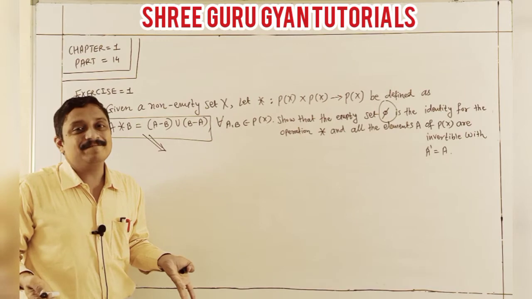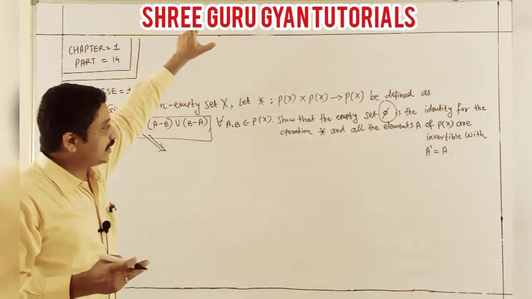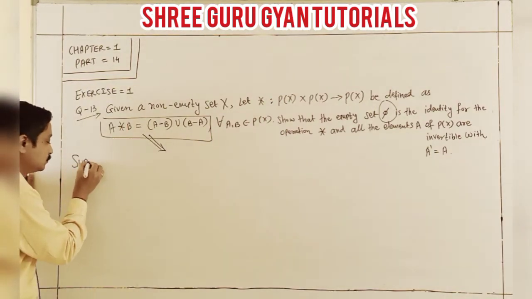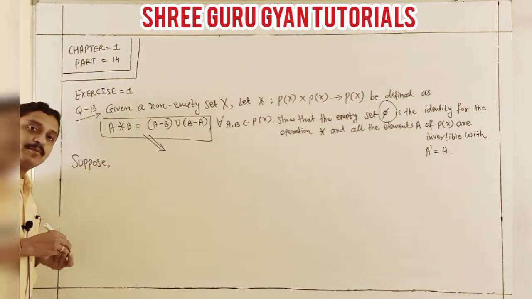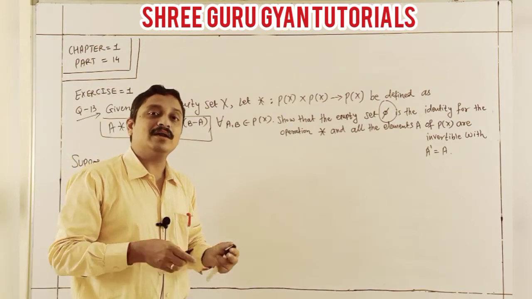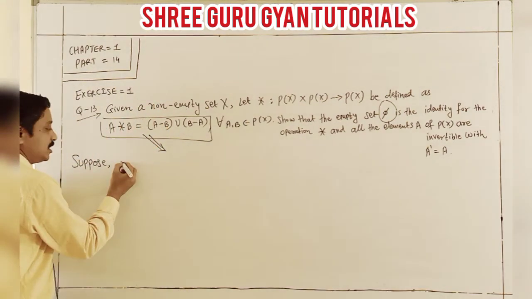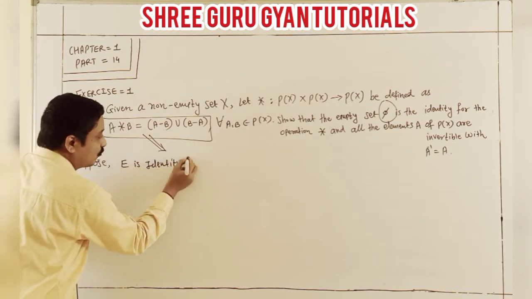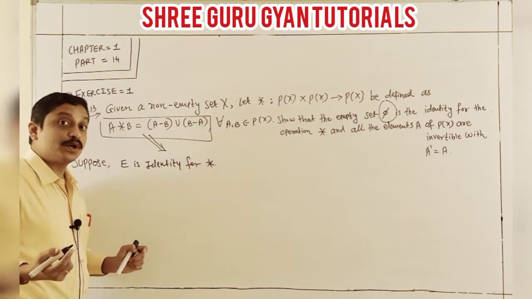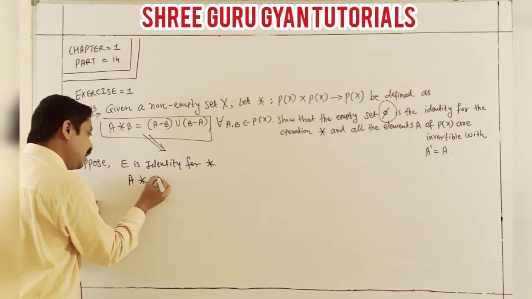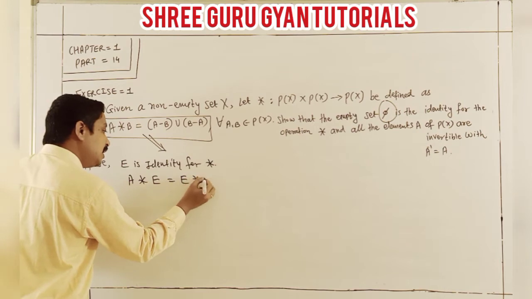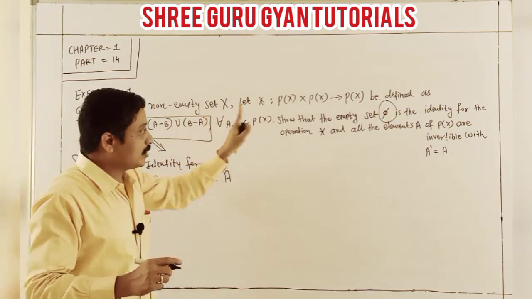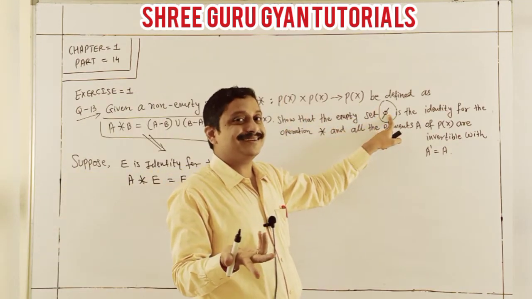Very easy. First of all, students, I will explain the identity. Suppose you know the property: suppose E is the identity for the binary operation. So what is the property? A binary E, E binary A is equal to A. Here I am proving E is the null set.